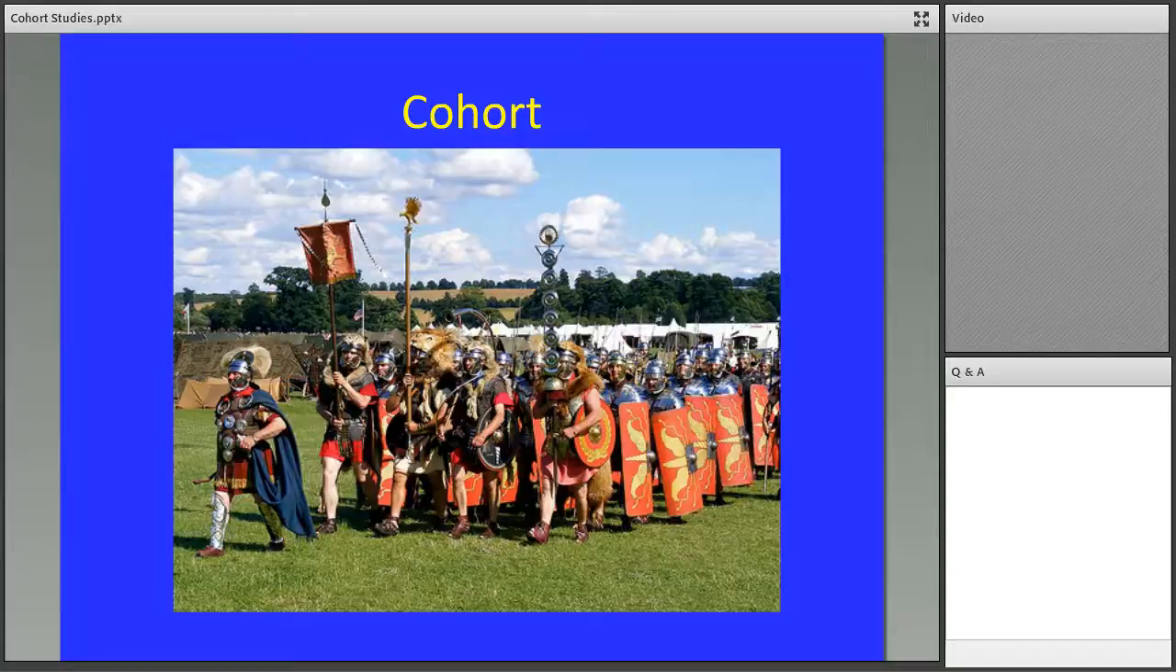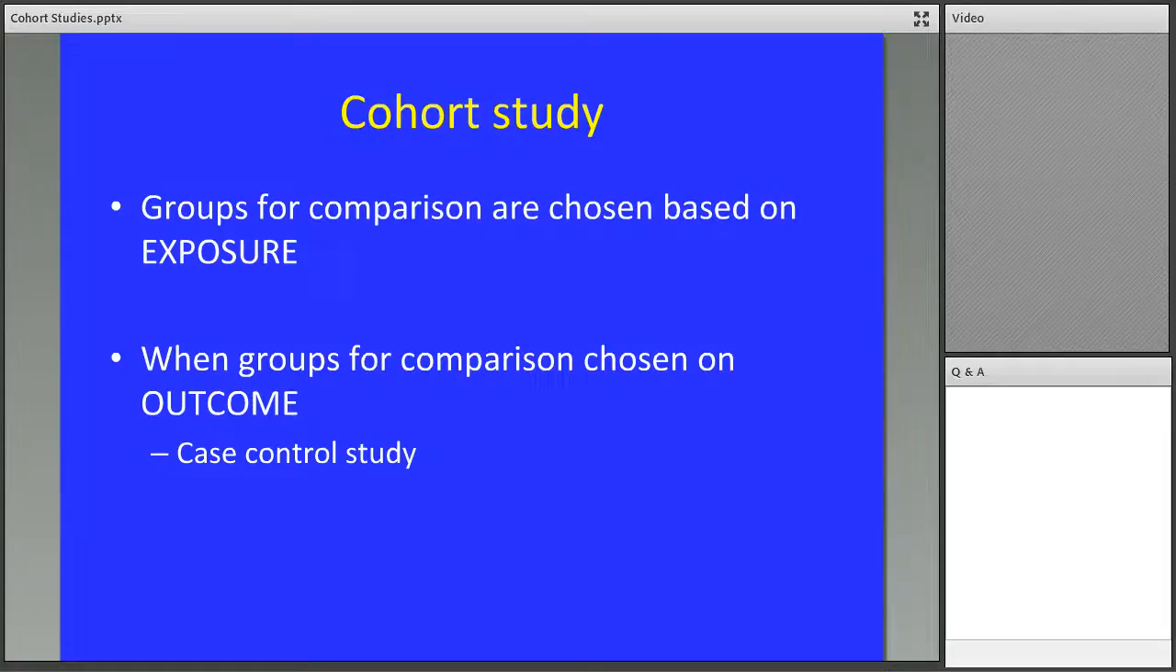Now, a cohort, what does that mean? A cohort is literally a Roman army group. And the way I like to think about this is a cohort is a group of people marching forward in time, and you see what happens to them. So you have a group of soldiers, they march through a battle, that would be the exposure, and the outcome is how many are left. So the groups for comparison are chosen based on the exposure. All right, so you have, for example, two groups of soldiers. One goes into battle, one doesn't.